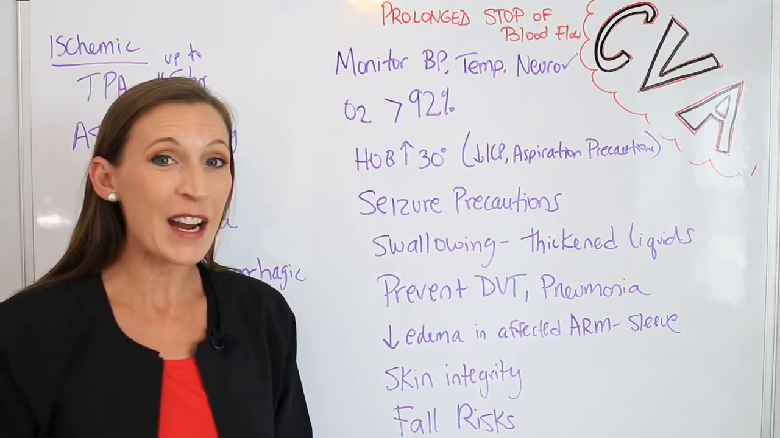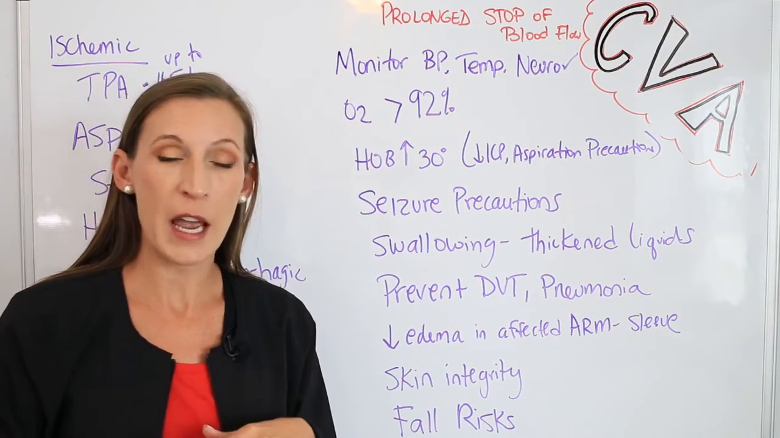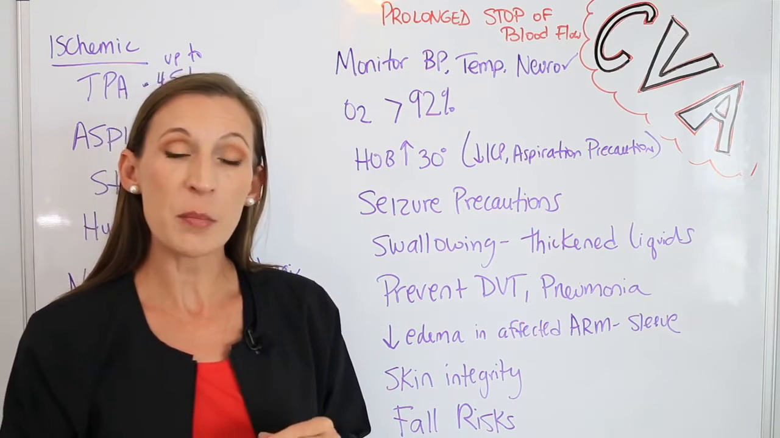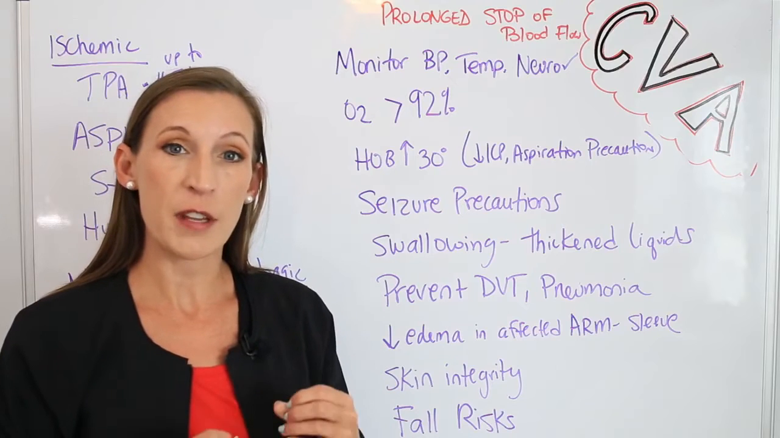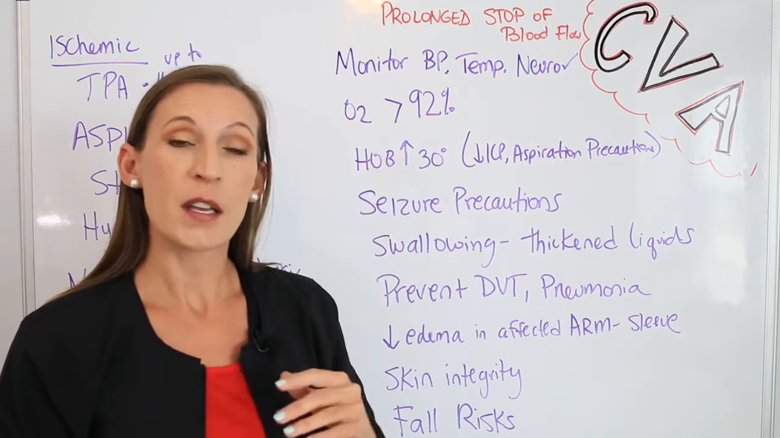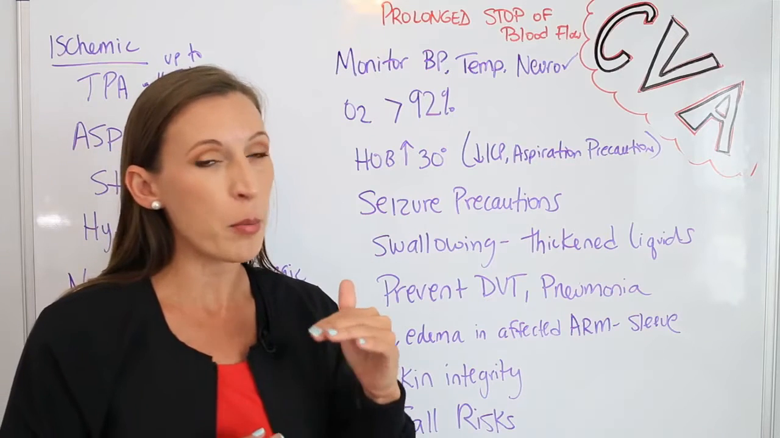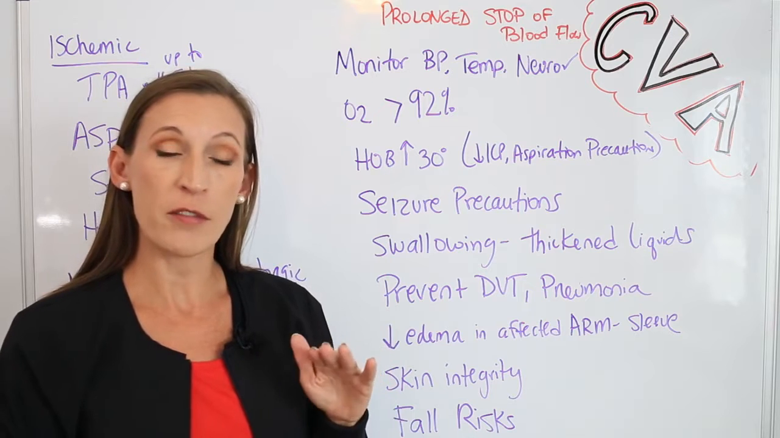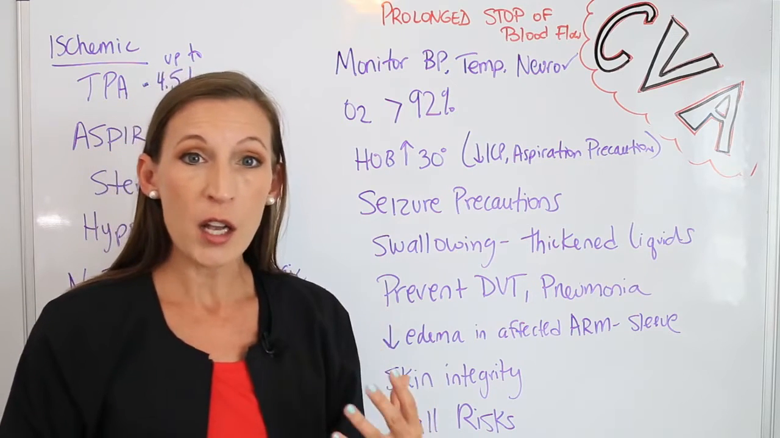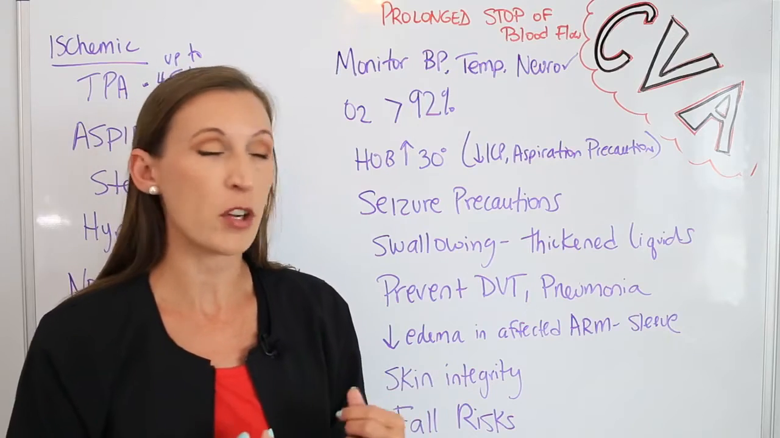For nursing care, we are going to monitor their blood pressure, temperature, and neurochecks. We're watching their blood pressure because we want to make sure that it is normal and not too high, because sometimes a hemorrhagic stroke can be caused from super high blood pressure. We're going to also watch out for hypovolemic shock or any sort of shock symptoms that the patient may develop as a result of their stroke.